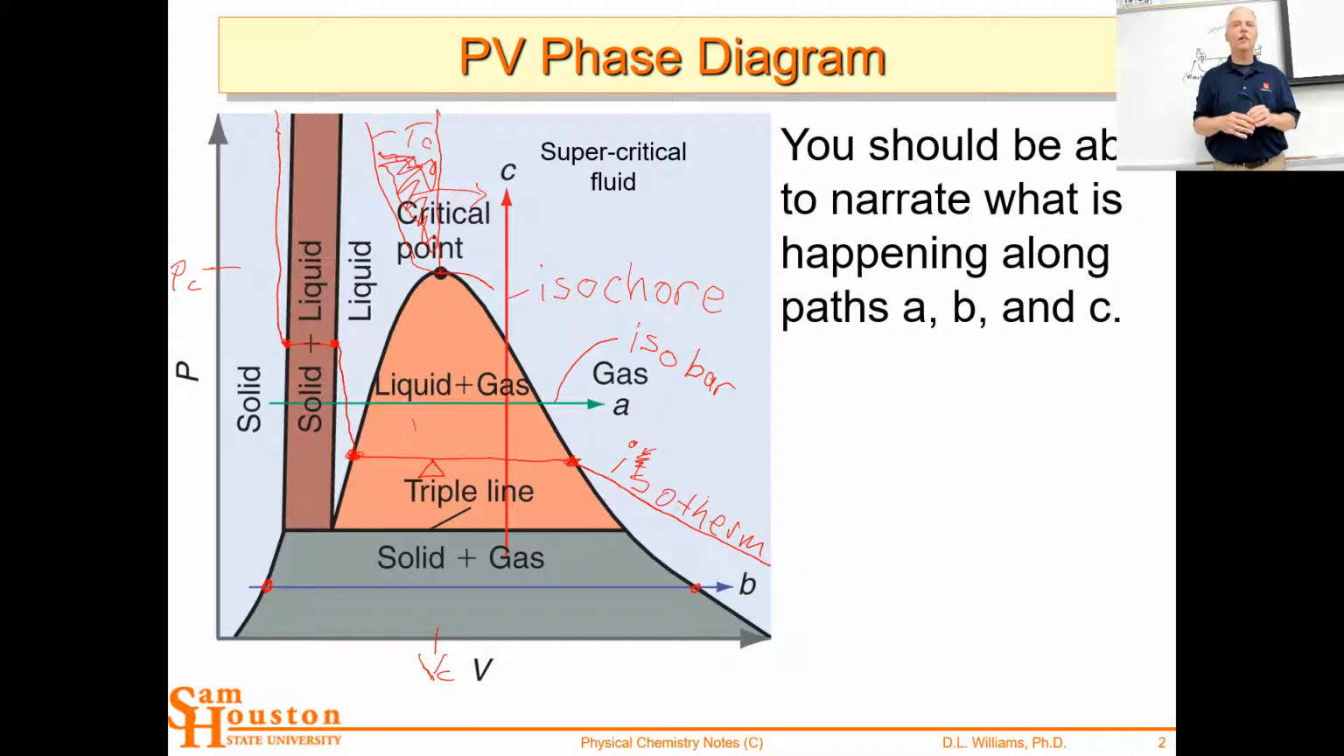So at room temperature, and at least in 1 atmosphere, we don't have the ability to have liquid CO2. We'd have to raise the pressure quite a bit to get up into where we'd have liquid gas equilibrium for CO2.